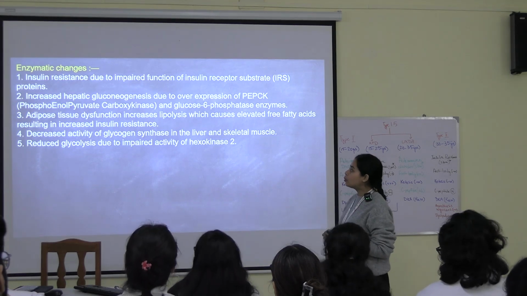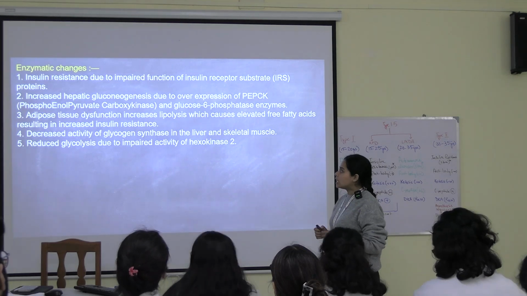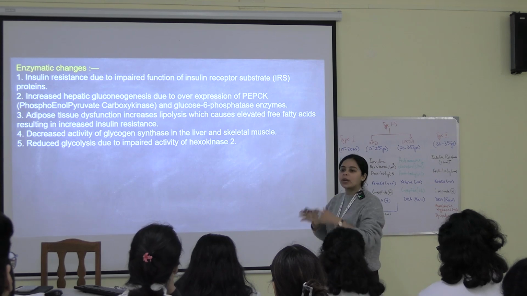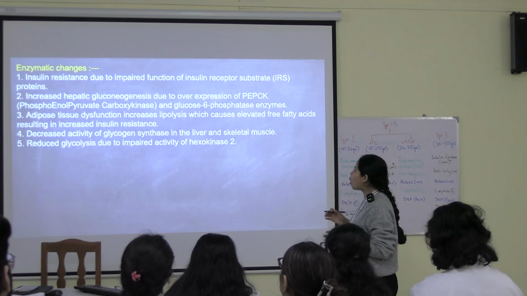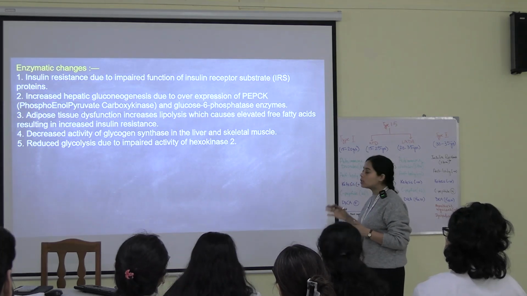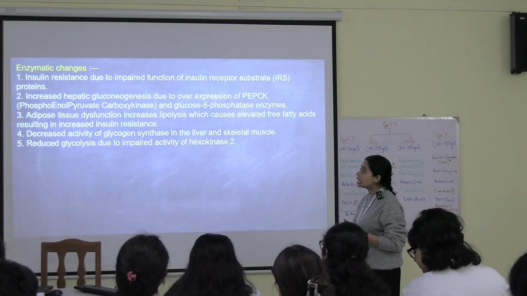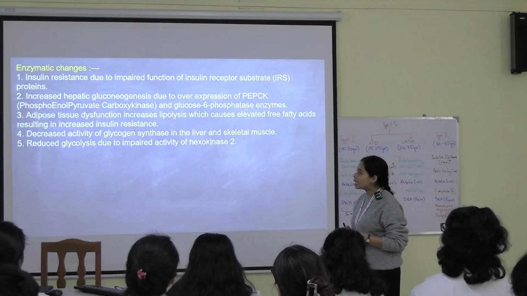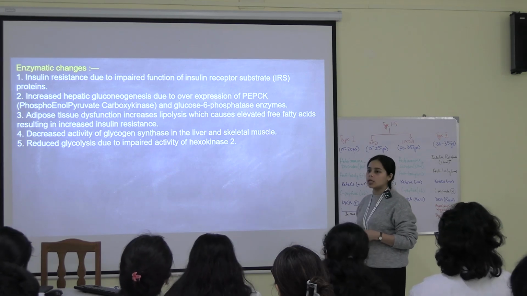Then we have adipose tissue dysfunction, which increases lipolysis. That is, fatty tissue dysfunction increases lipolysis, meaning breaking down. When the fatty tissue breaks down, that is lipolysis, which causes elevated free fatty acids, meaning more free fatty acids, resulting in increased insulin resistance. Then we have decreased activity of glycogen synthase in the liver and skeletal muscle.